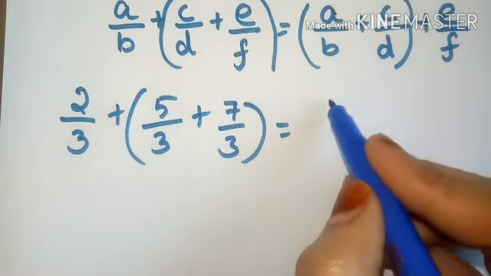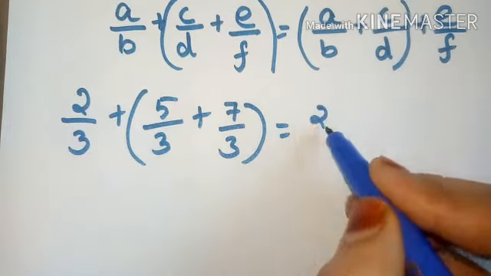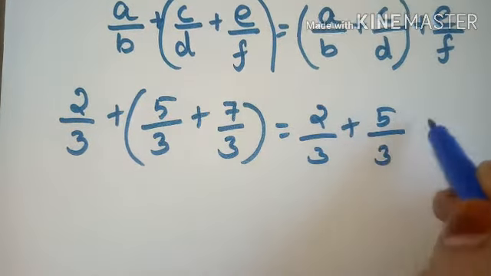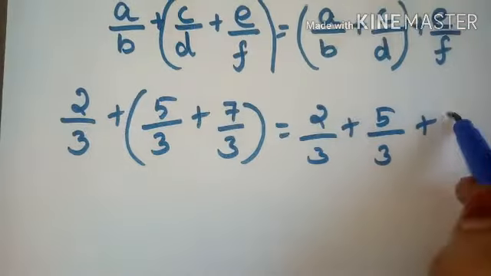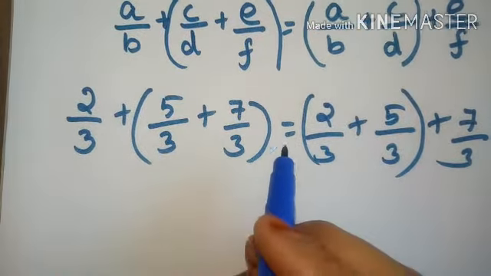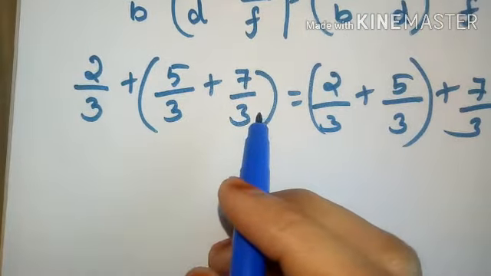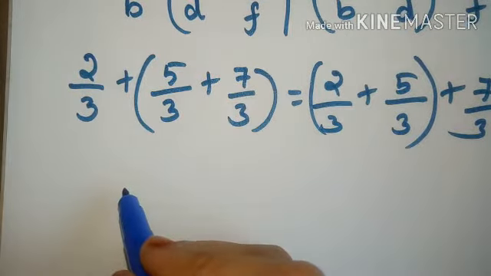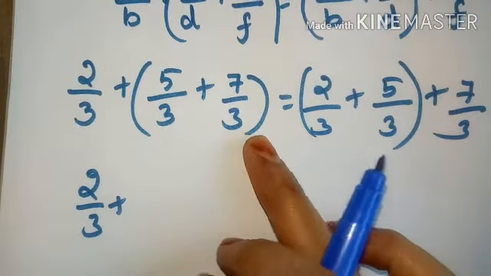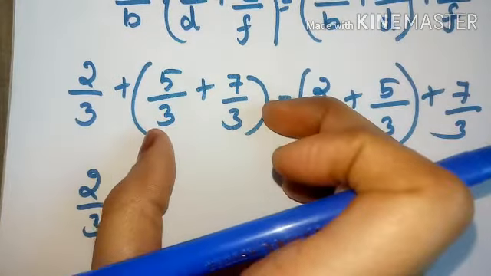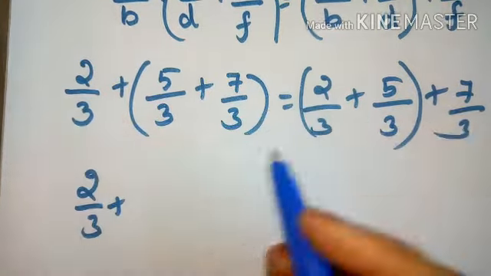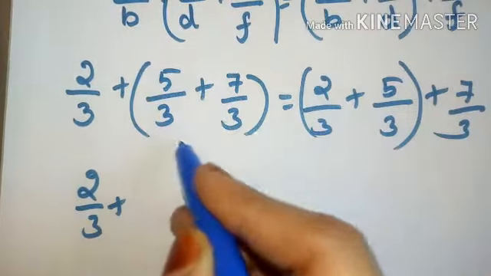This side same, a upon b is 2 by 3 plus c upon d is 5 by 3 plus e upon f is 7 by 3. But only the bracket terms are different. Why do we want to write the bracket, miss? Let us see for what reason we have written the bracket here. While writing the bracket, we have to solve that bracket term first. After that, we have to solve with the non-bracket term. Let us simplify the bracket term first.